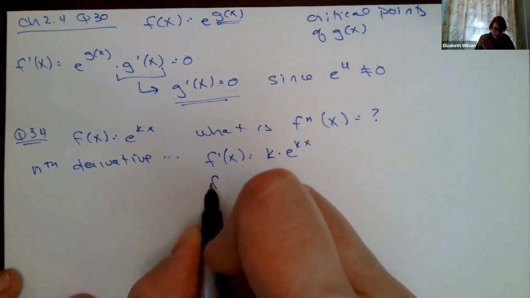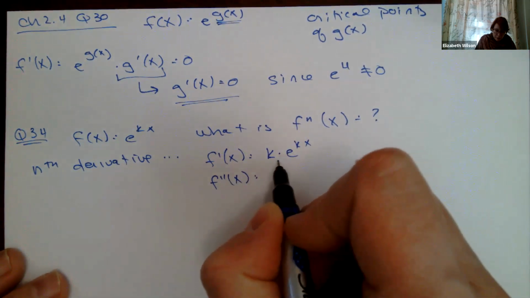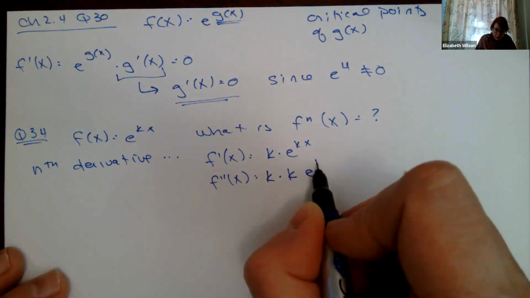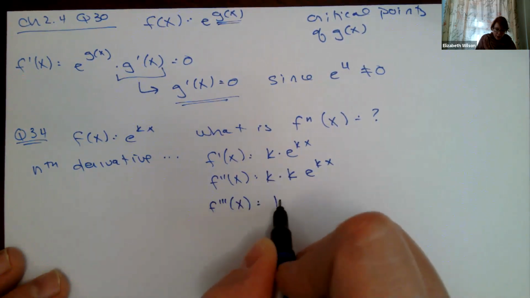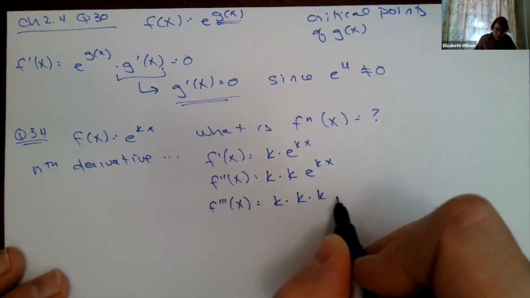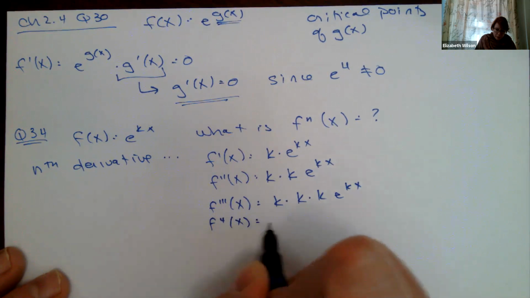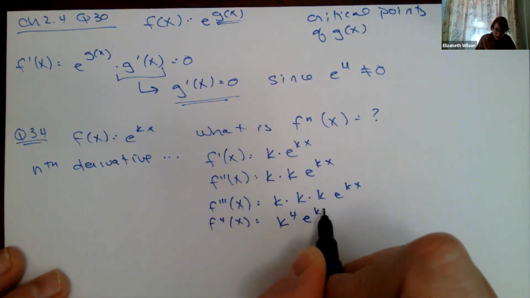And then my second derivative, and I can get an infinite number of derivatives, because e to the x is this special type of function where I have an infinite number of derivatives. So my second derivative, I've got the k from before, and this is my chain rule, k times k, e to the kx. Then my third derivative is k times k times k, e to the kx. The fourth derivative, you can imagine, is k to the fourth, e to the kx.